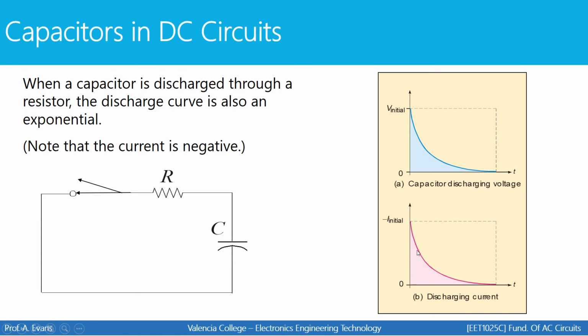The same thing with discharging current. Once that switch is closed, we'll have a value of current that's flowing through the circuit, and that'll be the maximum amount of current that you'll have as your initial current. And as that capacitor discharges, the amount of current flowing through the circuit will also decrease exponentially until there is no more voltage or no more charge stored within the capacitor, and therefore there's no more current flowing through the circuit.